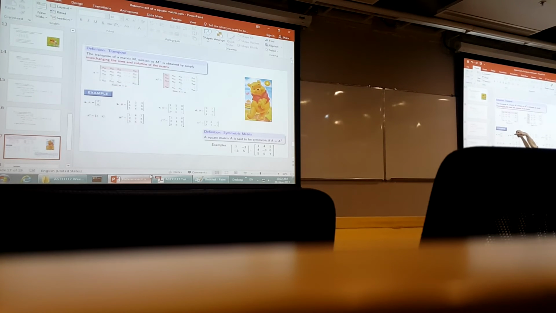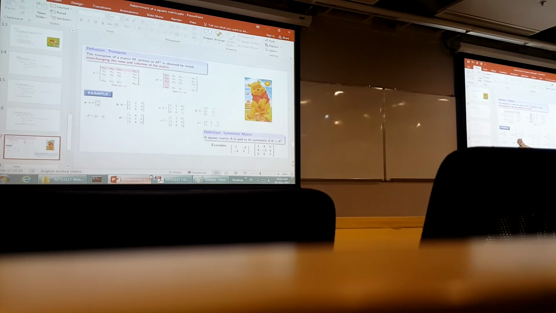In this example, the first column is 1, 4, 7. Put it into the first row. So the first row is 1, 4, 7. Second column is 2, 5, 8. Put it into a row. So the second row is 2, 5, 8. Similarly, the third column goes into the third row, 3, 6, 9.